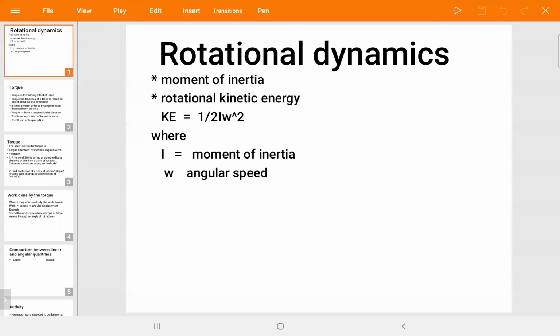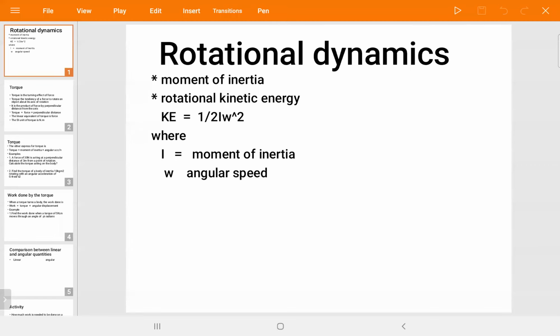And when an object is rotating, it possesses rotational kinetic energy. Kinetic energy, as you know, is the energy possessed by a moving object. Any object which is in motion will possess some sort of energy called kinetic energy. This kinetic energy is the energy of motion. For a rotating object, this kinetic energy becomes rotational kinetic energy. So rotational kinetic energy has a mathematical expression which is half of the moment of inertia times omega square.